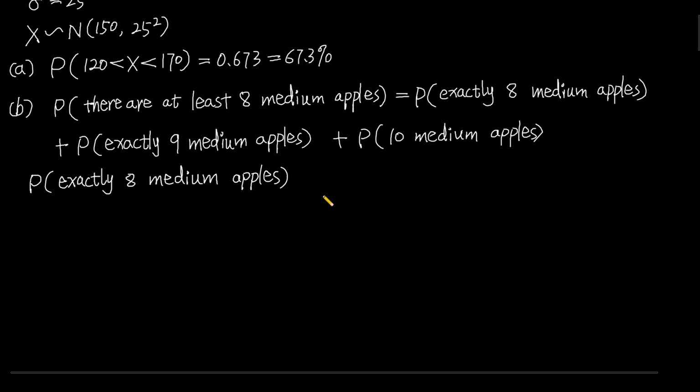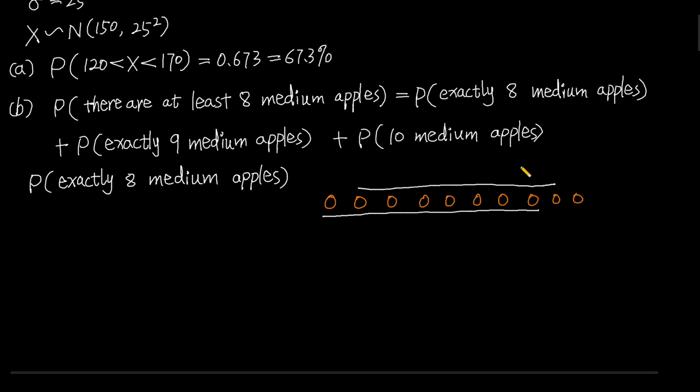So we list the 10 apples here: 1, 2, 3, 4, 5, 6, 7, 8, 9, 10. So there are many cases that have exactly 8 medium apples. It can be the first 8 apples are medium and the last 2 are not medium. It can also be the middle 8 apples are medium and the first apple and the last apple are not medium. There are many cases. So the total cases are we choose 8 apples from 10 apples.